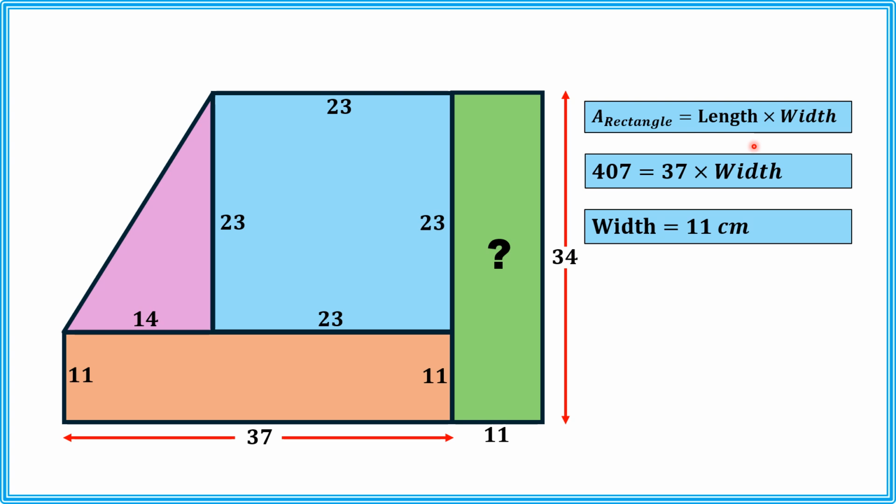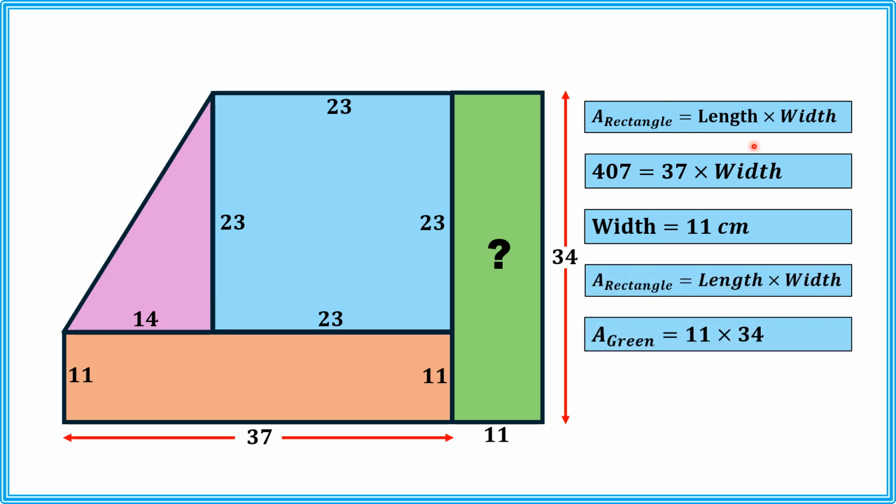So again, the area of a rectangle is length into width. Length is 34 and width is 11, so multiplying, this green shaded area will be equal to 374 centimeter square, and that is the answer.